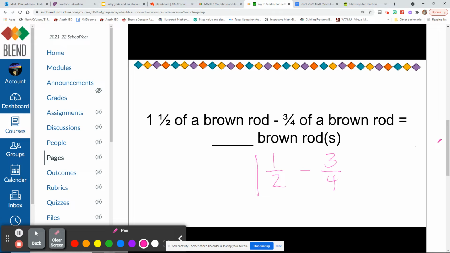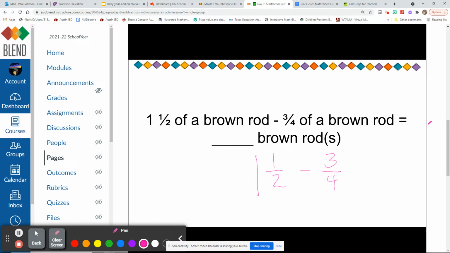Why can't I think of the word? Equation. It's an equation, but it has a formula. That's the word I'm looking for. Sorry, Mr. Johnson sometimes can't remember things either.